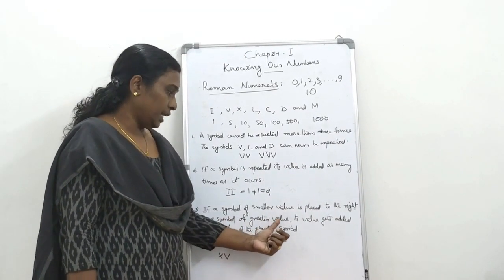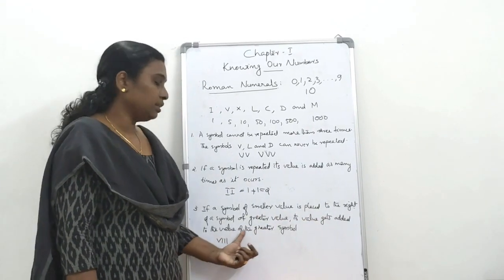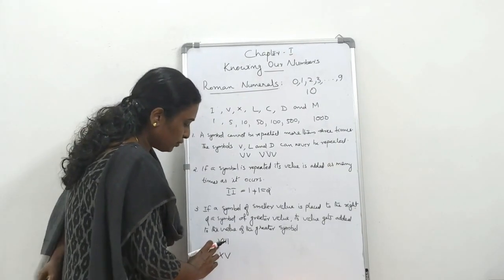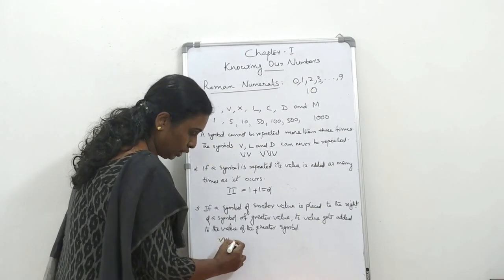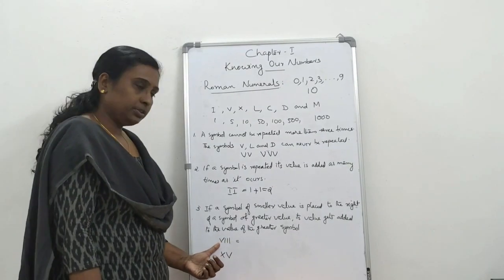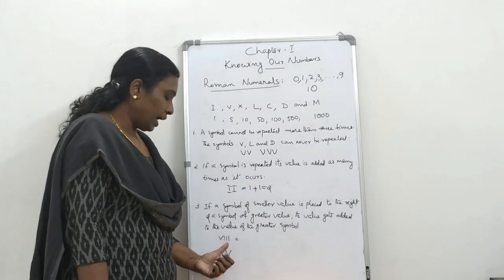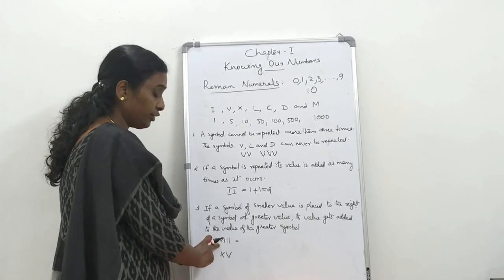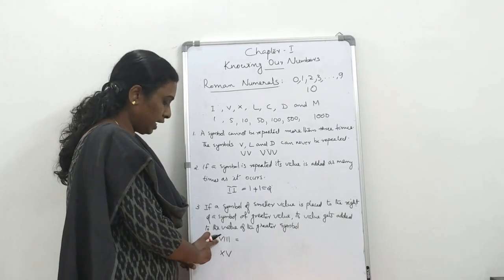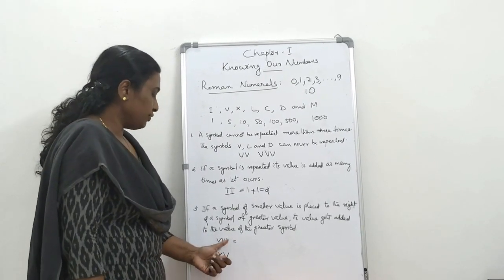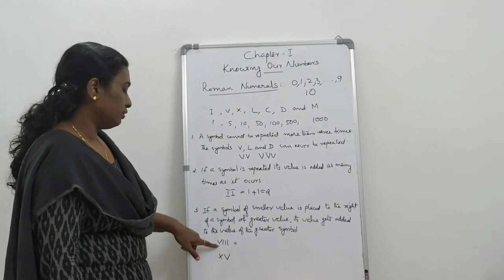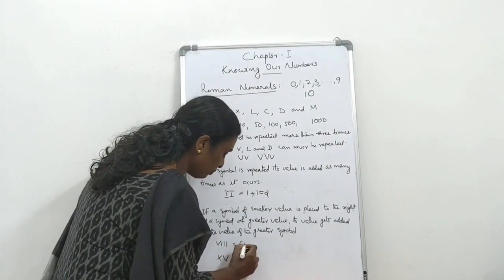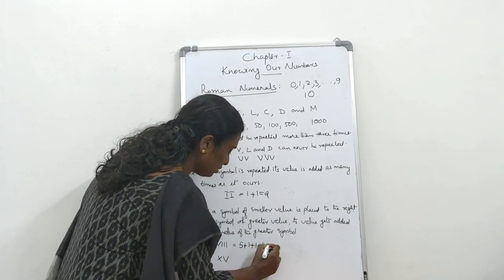The third rule is, if a symbol of a smaller value is placed to the right of a symbol of greater value, its value gets added to the value of the greater symbol. For example, here V I I I. The value of V is 5, the value of I is 1. Here the smaller value, that is 1, is placed to the right of the greater value 5. In this case, we add the smaller value to the value of the greater. Here V represents 5. So, 5 plus 1 plus 1 plus 1, that is 8.